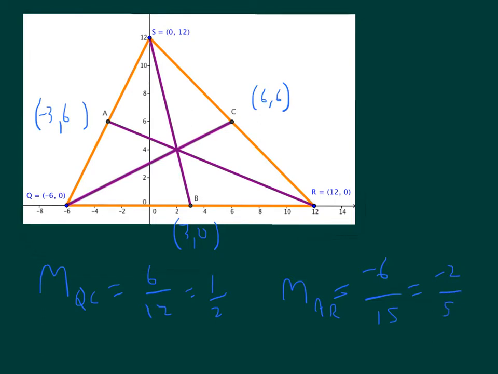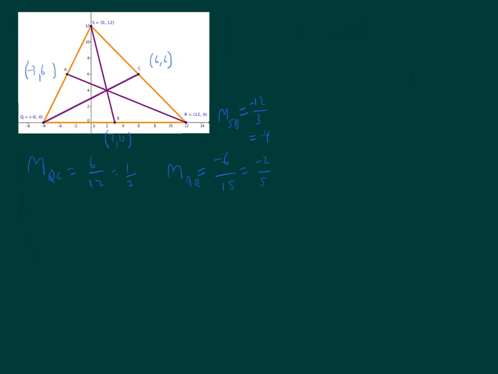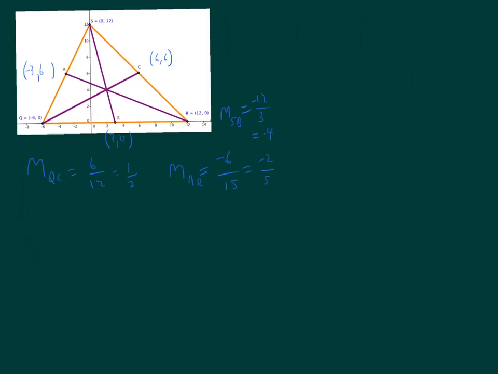And lastly, the slope of SB, let's see, from S to B, it goes down 12 and over 3. So -12 over 3. So the slope there is -4. Okay, move this over here. All right, so let's find the equations of these lines.